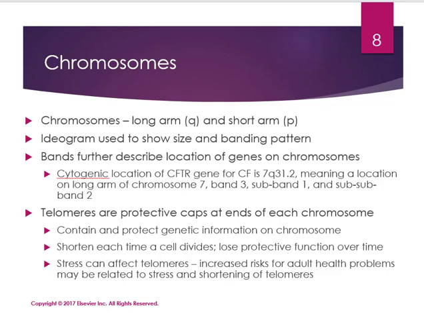Chromosomes have both a long arm and a short arm, and an ideogram is used to show the size and the banding patterns. Bands also tell more about the location of the genes on the chromosome. Telomeres are the protective caps at the end of each chromosome, and they contain genetic information and protect it on the chromosome. So each time the cell divides, these become shorter and they lose their protective function over time. Stress can impact the telomeres, and increased risk for adult health problems may be related to stress and the shortening of these telomeres.